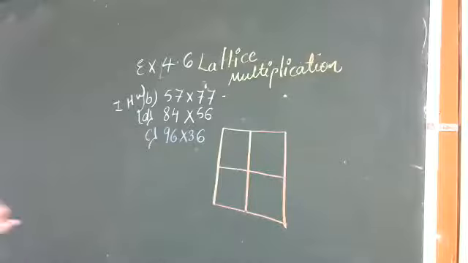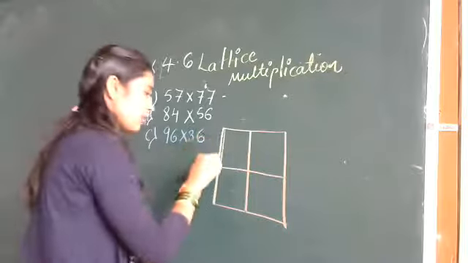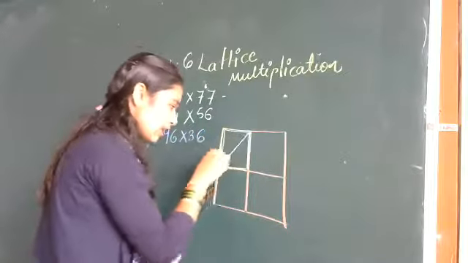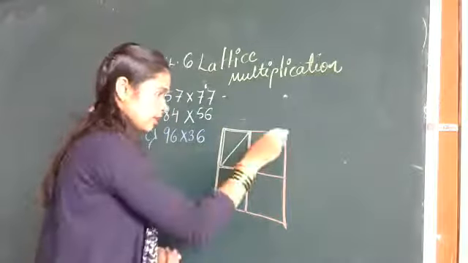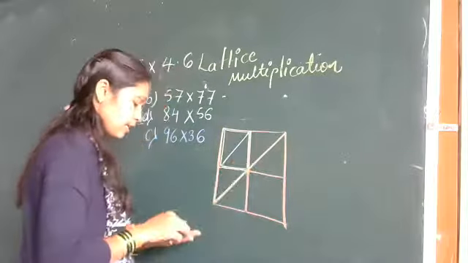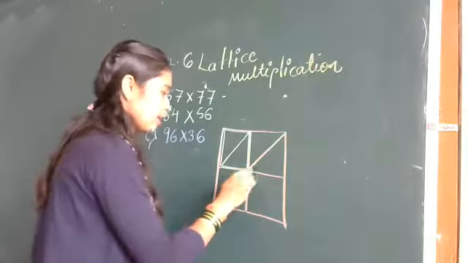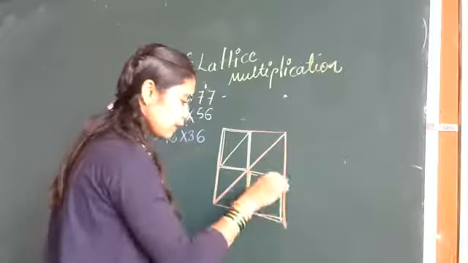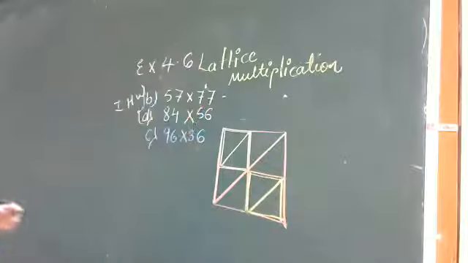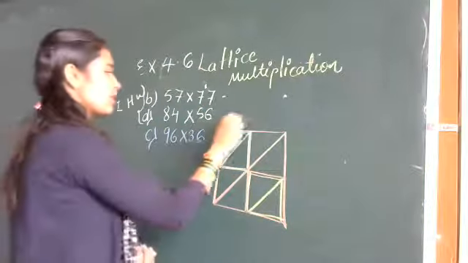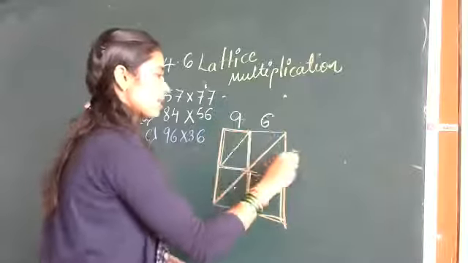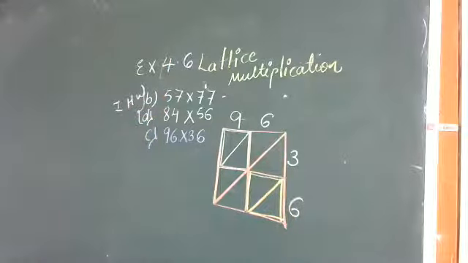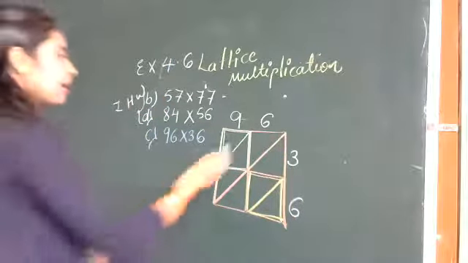Okay. Next, again, draw here one more square and draw the diagonals. You have to draw the diagonals. Again here, draw one more square and draw the diagonals. Okay, now write the numbers. Okay, 96 and 36. Now multiply.